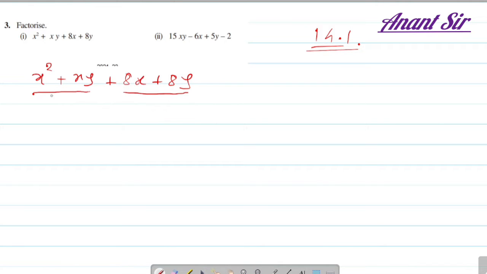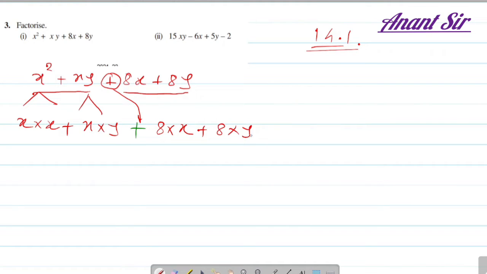Now I will write this x square as x into x, and xy as x into y. Similarly for the third and fourth terms, the second group. What is the sign between the two groups? It is positive. Now I am going to write 8x as 8 into x and plus 8y as 8 into y.